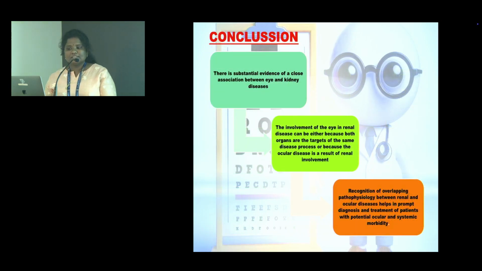Conclusion: there is substantial evidence of a close association between eye and kidney disease. The involvement of the eye in renal disease can be either because both organs are the targets of the same disease process or because the ocular disease is a result of renal involvement. Recognition of overlapping pathophysiology between renal and ocular disease helps in prompt diagnosis and treatment of patients with potential ocular and systemic morbidity.